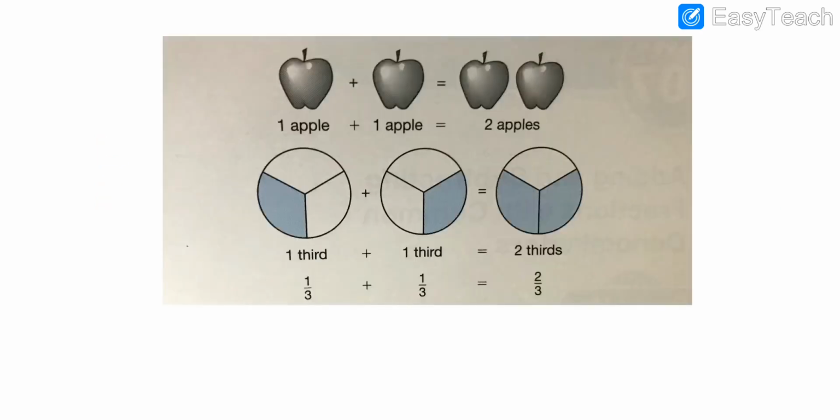So at the top of page 676, we have this illustration to show that just like how 1 apple plus 1 apple equals 2 apples, 1/3 plus 1/3 would equal 2/3. Remember, when we're adding or subtracting fractions, we only add or subtract the numerators, the top numbers. The bottom number stays the same. Notice that the denominator here does not change. It is still in the thirds, okay? The denominator is still 3.